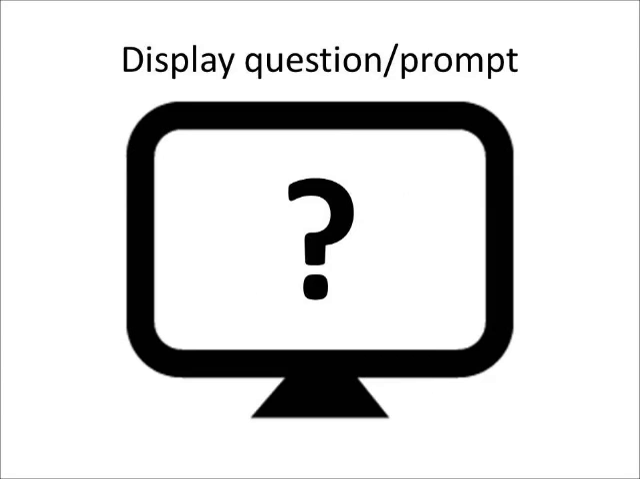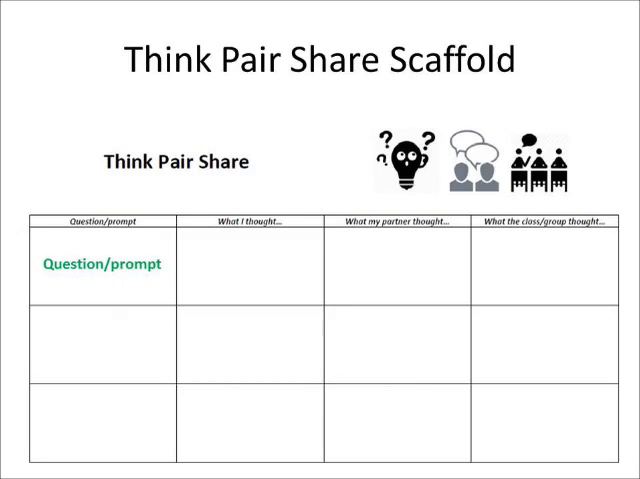The third step is to display the question or prompt to the class. This can be done on PowerPoint or just by writing the question on the board. It is important that all students can clearly see the question so that it can be written down in the first column of the scaffold.